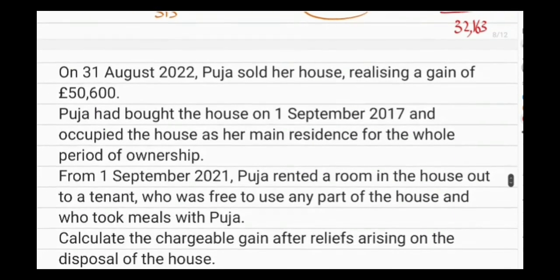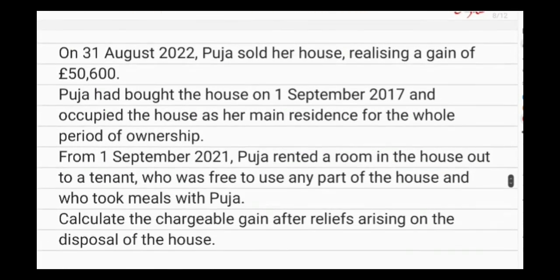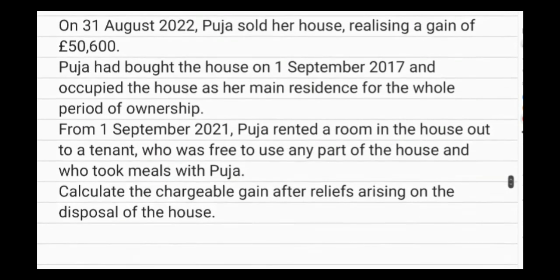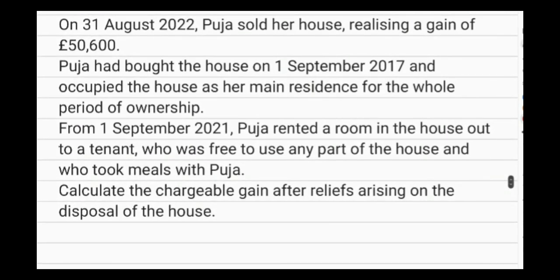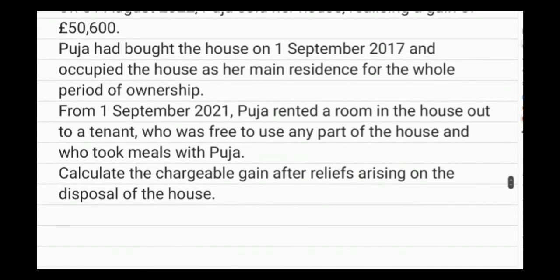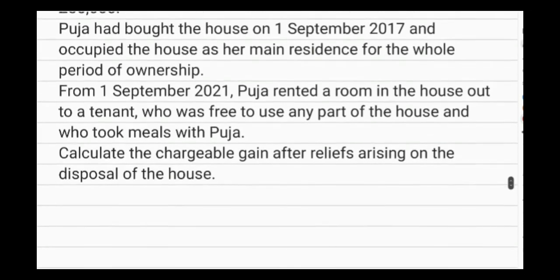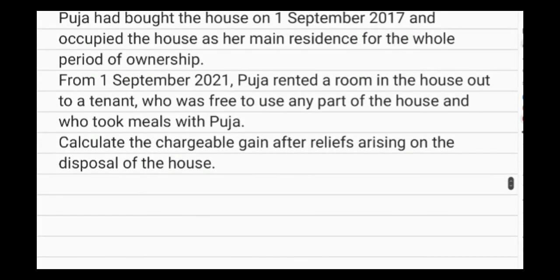Now the next question: on 31st August 2022, Pooja sold her house realizing a gain of 50,600. Pooja bought this house on 1st September 2017 and occupied the house as her main residence for the whole period of ownership. From 1st September 21, Pooja rented a room in the house out to a tenant who was free to use any part of the house and who took meals with Pooja. Calculate the chargeable gain after relief arising on the disposal of the house.